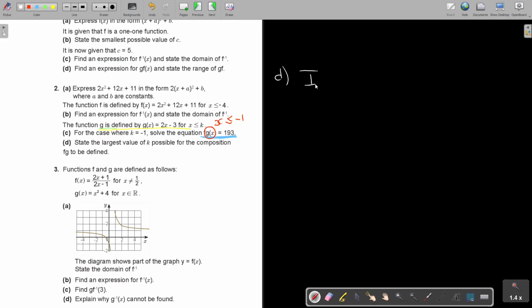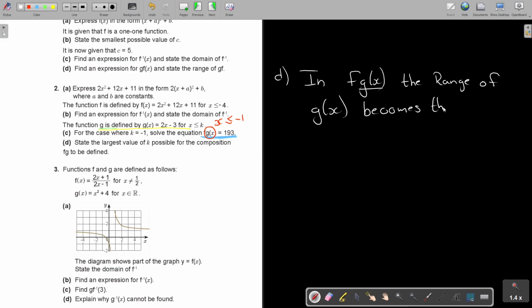So we can say in fg(x), remember g(x) is your inner function. Now remember, the range of g(x), now you have the domain, you must just find the range. The domain of g(x) becomes the domain of f(x). Don't forget that.